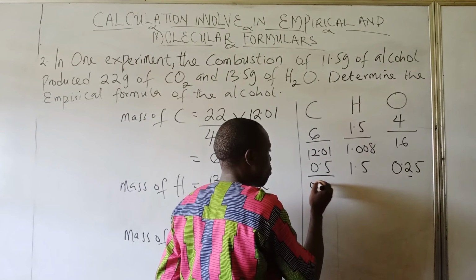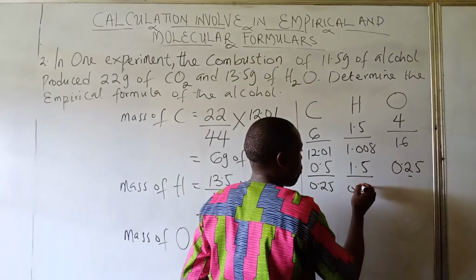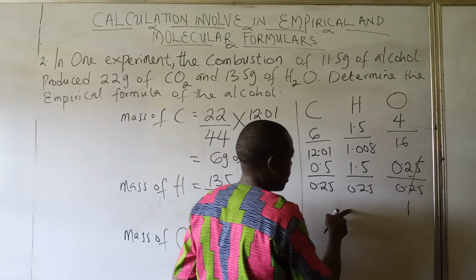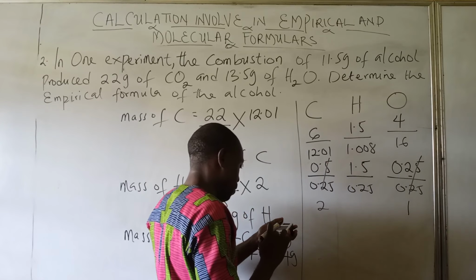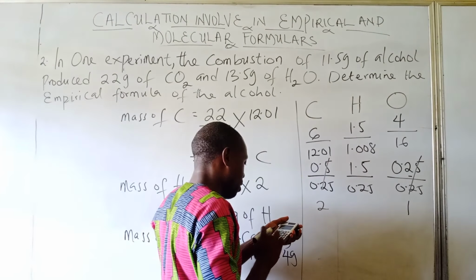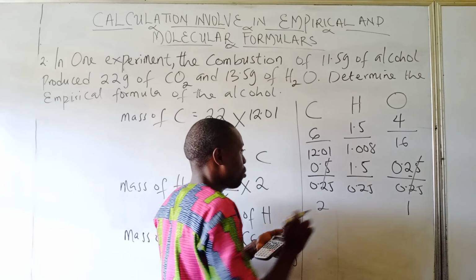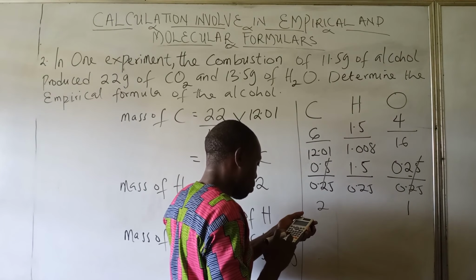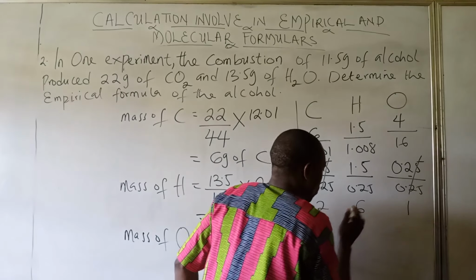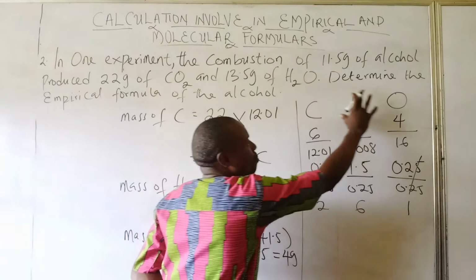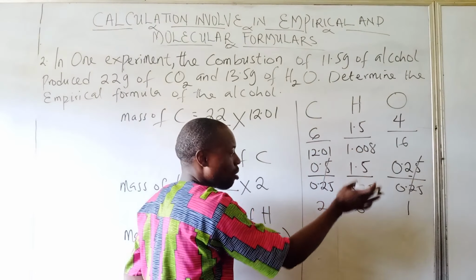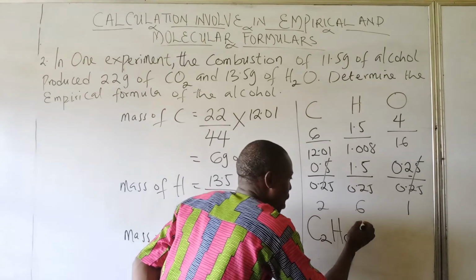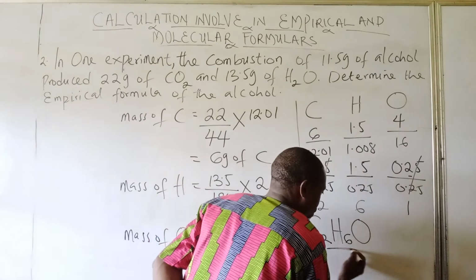When I divide here by 0.25, divide here by 0.25, divide here by 0.25, this will give me 1, and this will give me 2. If I'm not mistaken, 0.5 divided by 0.25, yeah, 2. And here should give me, okay, 6. 1.5 divided by 0.25. Okay. So therefore, the empirical formula of the compound is carbon 2, hydrogen 6, and oxygen 1. So that is the final answer.